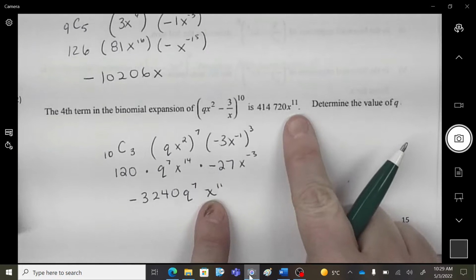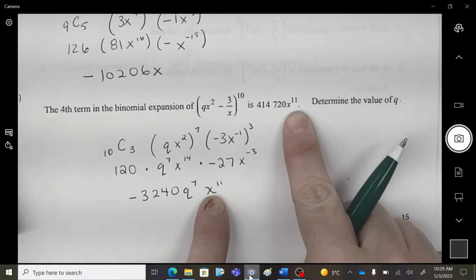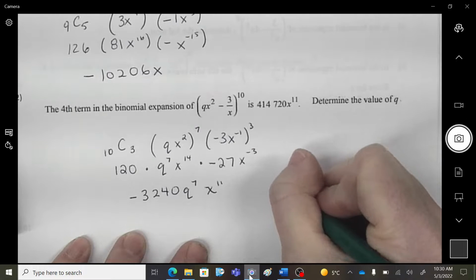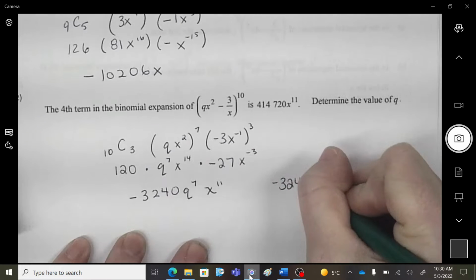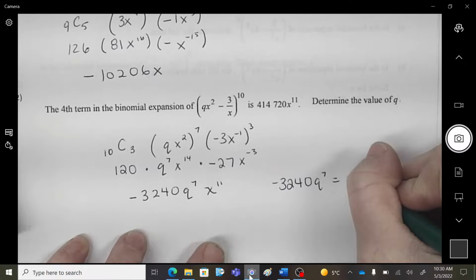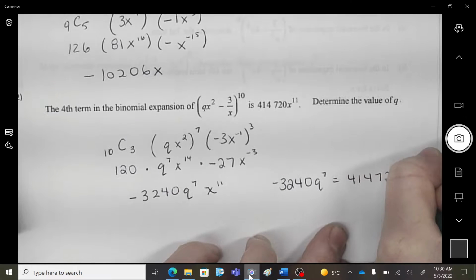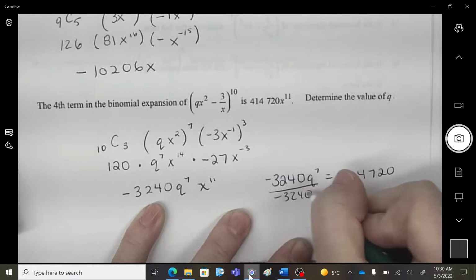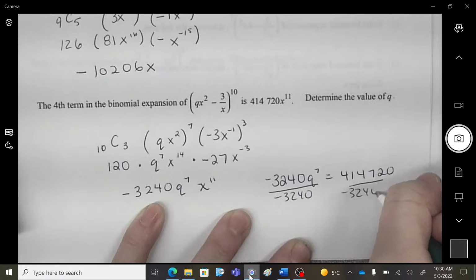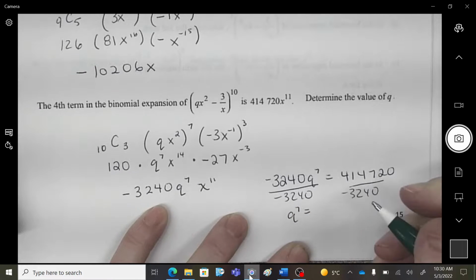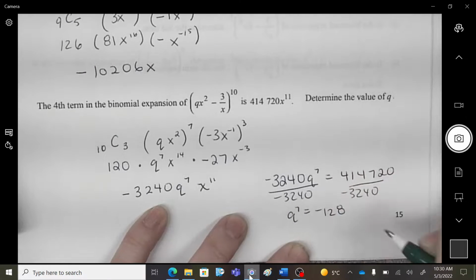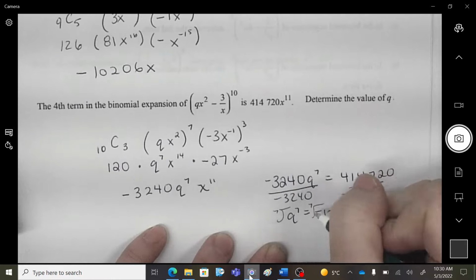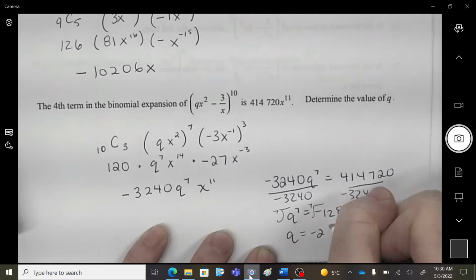Okay, so I already have that x to the 11th, so I need this coefficient to match that coefficient. So I need negative 3240 q to the 7th to equal this coefficient. So I'm going to divide. So q to the 7th is negative 128. So if I take the 7th root of this, I get q to be negative 2.